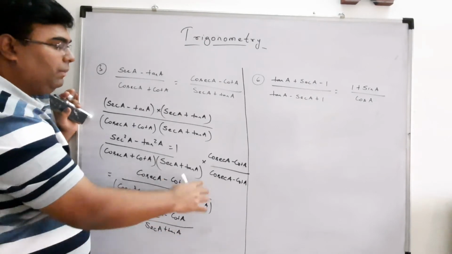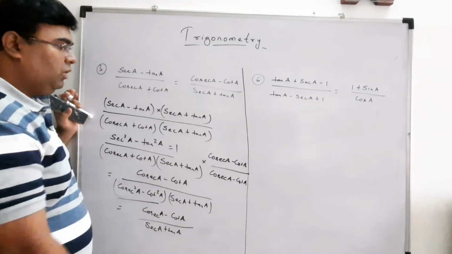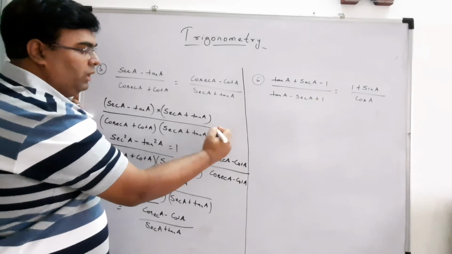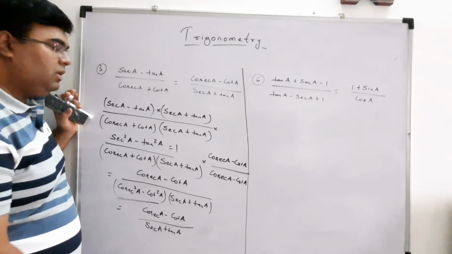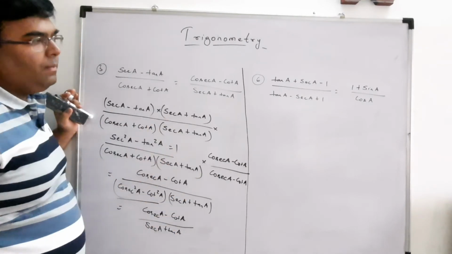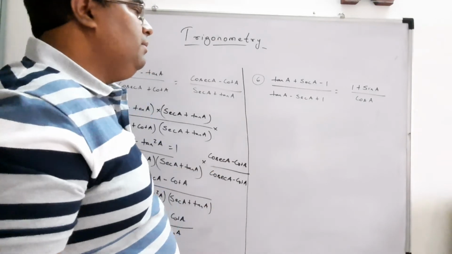You can do this multiplication. I have done it in 2 steps. You can do it in 1 step also. You can put here only this cosec A minus cot A and cosec A plus cot A. So in 1 step you will get the answer. Right. Let us do this sum.